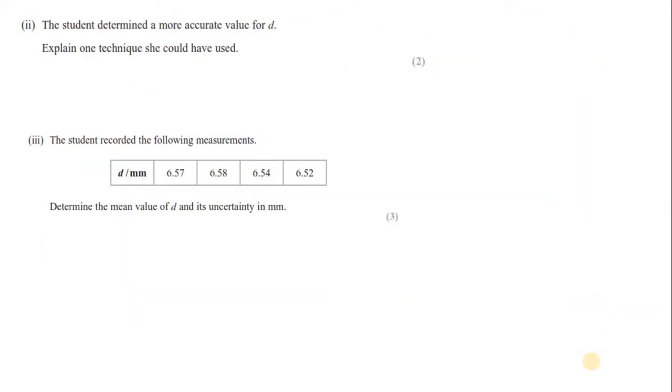The student determined a more accurate value for D. Explain one technique she could have used. Remember, again, a typical question on using measuring instruments, especially Vernier caliper, digital caliper, or micrometer screw gauge, to improve the reading or get a more accurate reading. We do the measurement at different positions, different places, or different orientations, and we use the mean value in order to reduce the random error and get a more accurate result.